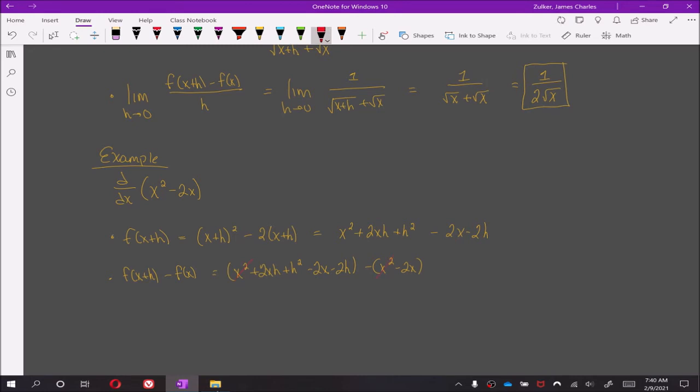Right, the x squareds drop out, then the minus 2x's drop out. So we are left with 2xh plus h squared minus 2h.